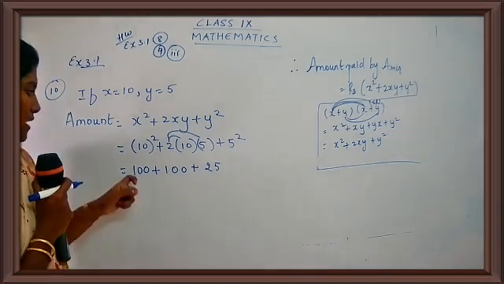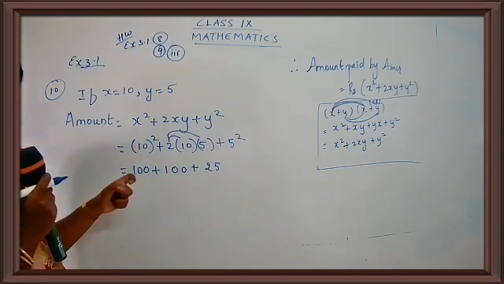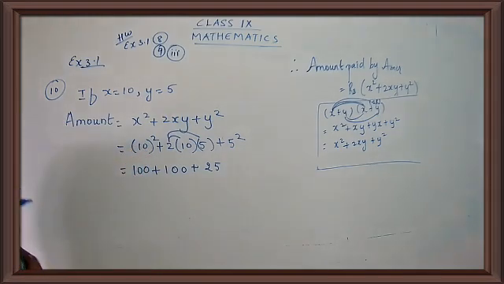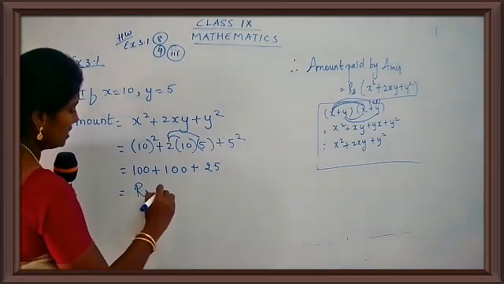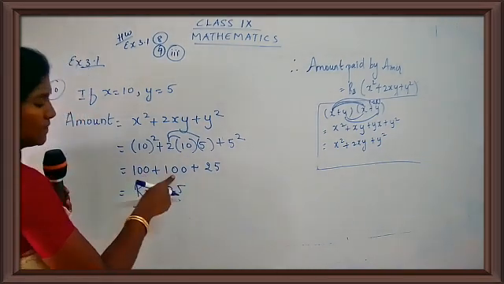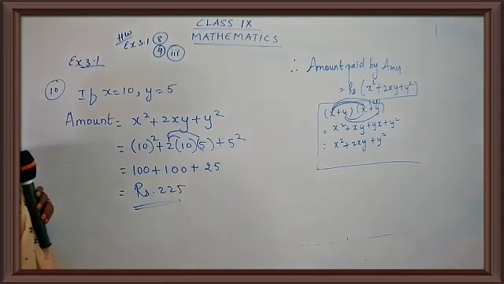So I have just found the answer. 10 square has given us the value 100, and when you multiply 2 into 10 into 5, you get the answer 100. And at the last, 5 square is 25. So what is the total answer, children? The total answer is 225. Very simple addition, just put here rupees 200. 100 plus 100, 200. 200 plus 25, 225.